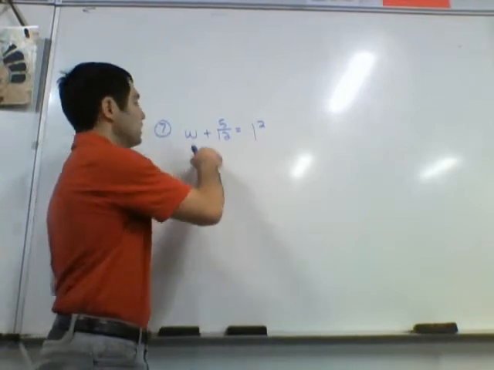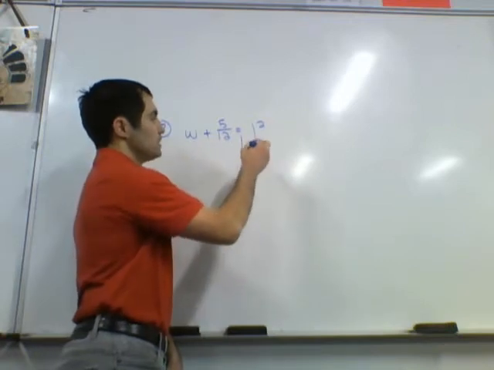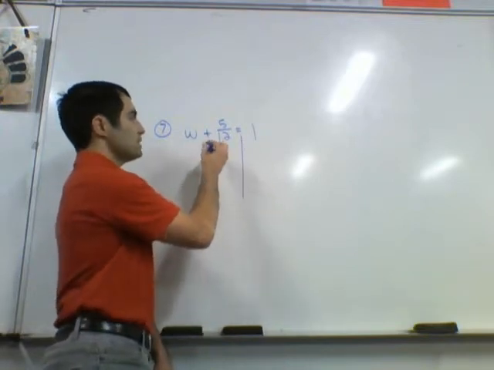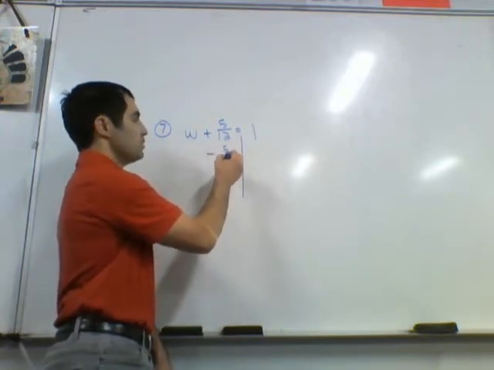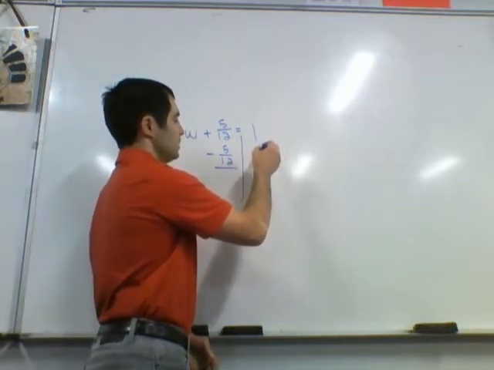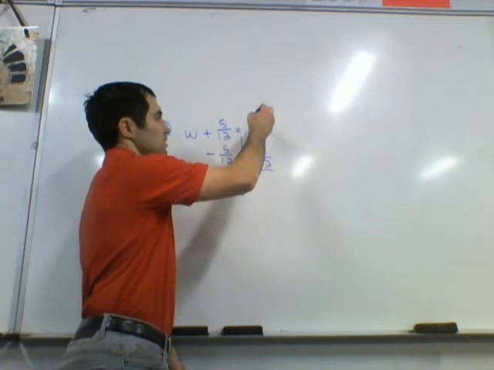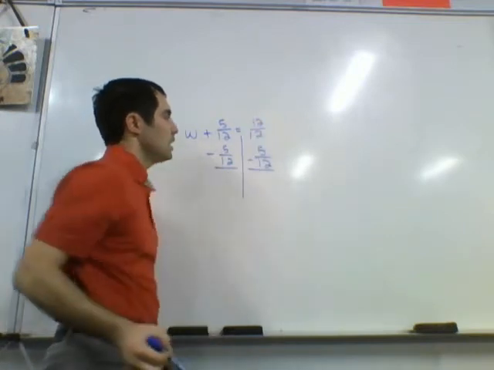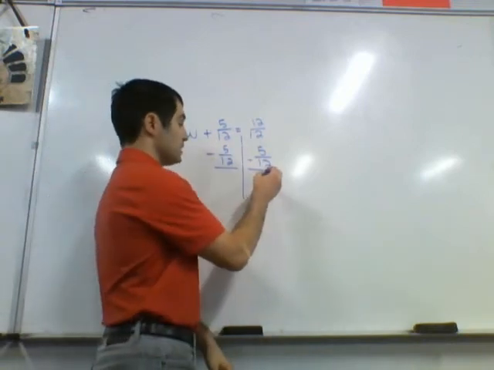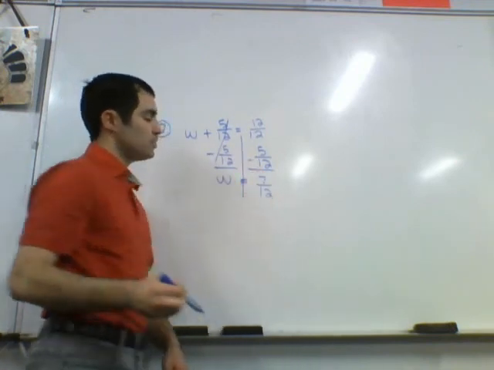Alright, number 7. W plus 5 twelfths equals 1 squared. Well, 1 squared is the same as 1, which is 1 times 1, so I can just say W plus 5 twelfths equals 1. What's opposite adding 5 twelfths? Subtracting 5 twelfths. I do it to one side, I have to do it to the other side. 5 twelfths subtracted. Now I'm going to change this 1 into a fraction, 12 twelfths. The reason why is now I can subtract 12 minus 5, which is 7 twelfths. This cancels. All I have left here is W. Bring down your equal sign. W equals 7 twelfths.